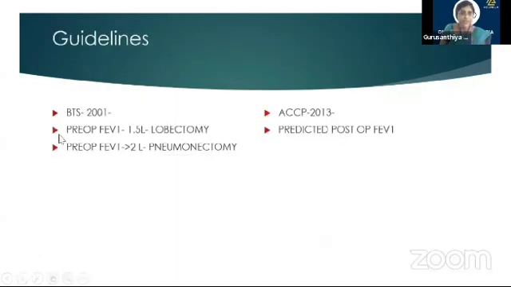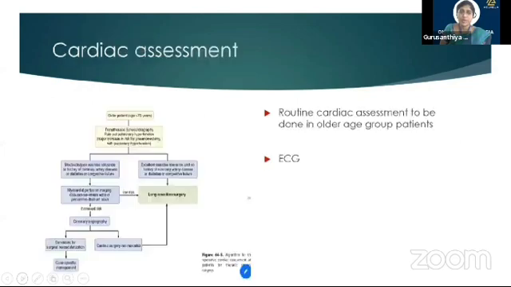The British Thoracic Society has used only the predicted preoperative FEV1. If it is 1.5 liters, then the patient can be fit for lobectomy. And if the preoperative FEV1 is more than 2 liters, then the patient is fit for pneumonectomy, is what BTS gave us in 2011. But the American College of Physicians said you see the predicted postoperative FEV1 and then decide the outcomes. Routine cardiac evaluation is needed for all the patients to rule out pulmonary hypertension as well.